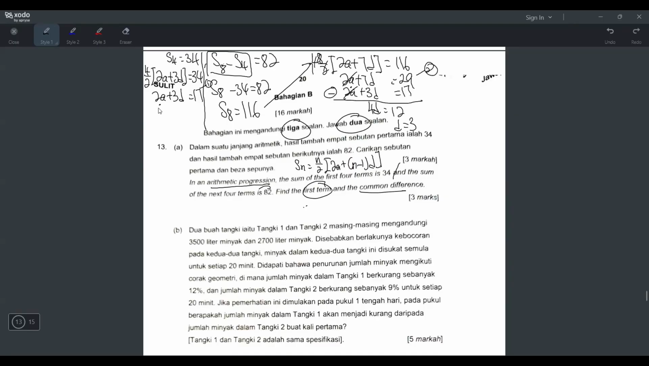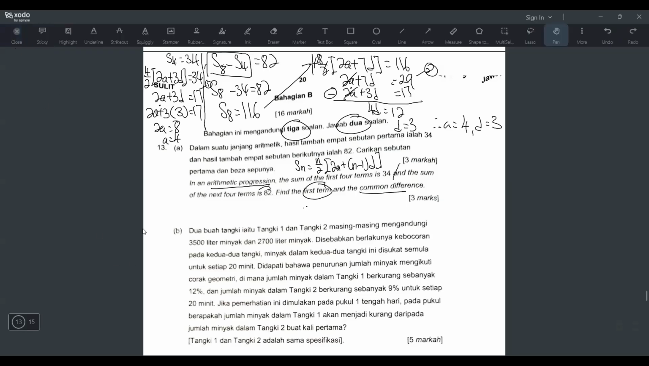After you get your d, substitute back so that you can find your a. So d is 3, and 2a plus 3d equals 17, so your 2a equals 17 minus 9. What is 17 minus 9? Press calculator, 8. So your a is equal to 4. That means your final answer is a equals 4, d equals 3. And that's what they asked for, right? First term and common difference. Okay, so that's it, 3 marks for this.